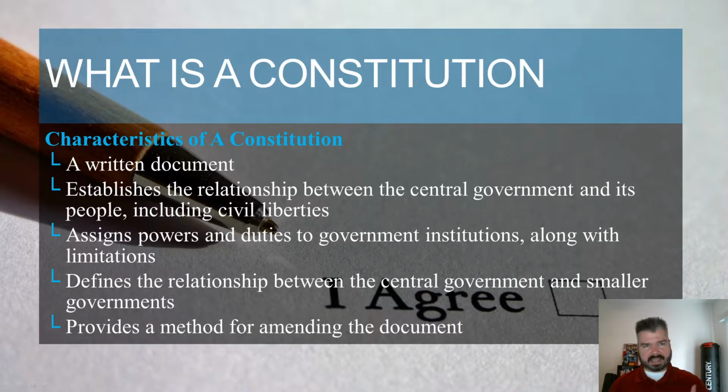So the Constitution, like I said earlier, establishes this form of government, but also places some limitations. It defines the relationship between the central government and smaller governments, i.e. the states. What's this relationship going to be like between the federal government and Texas, Florida, Massachusetts, Rhode Island? It lays out that framework. And it also provides a method for amending the document. I've already hinted at this. It's a living document because we have mechanisms built within to amend it. This is my second time saying this. I wonder if that's important to note. Anyways, let's move on.